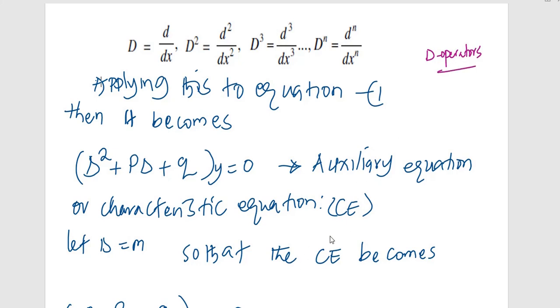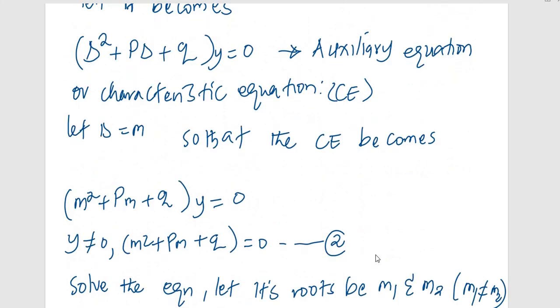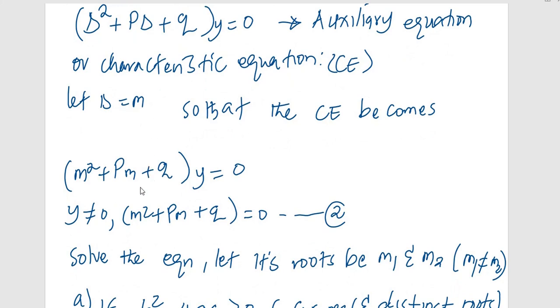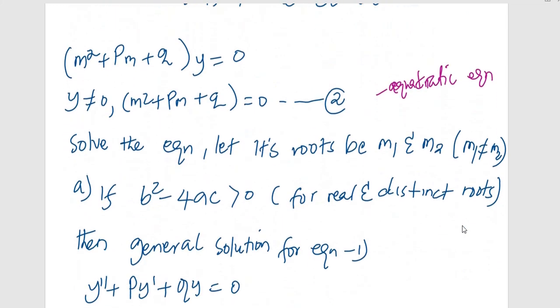So if we let D equal m, the characteristic equation becomes (m^2 plus pm plus 2) y is equal to 0. We must also know that y is never equal to 0. Therefore, it is only m^2 plus pm plus 2 that is equal to 0. So this is now a quadratic equation, which can be solved using very many methods. You can use the factors method, or you can use the formula method.